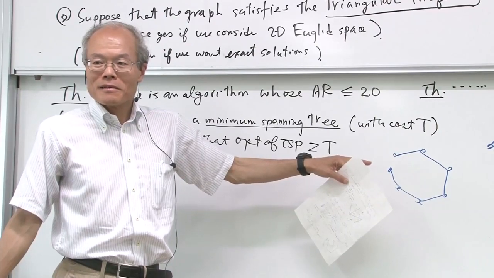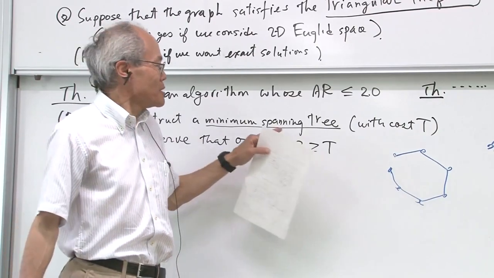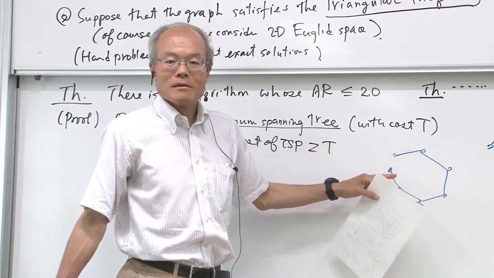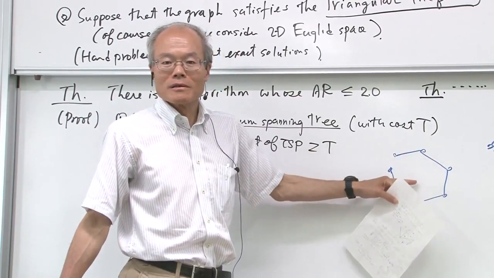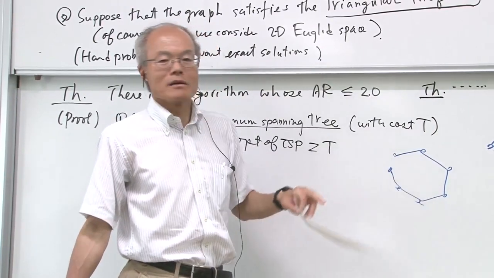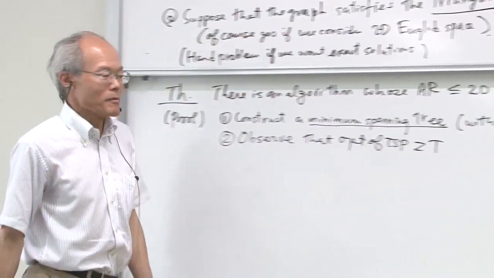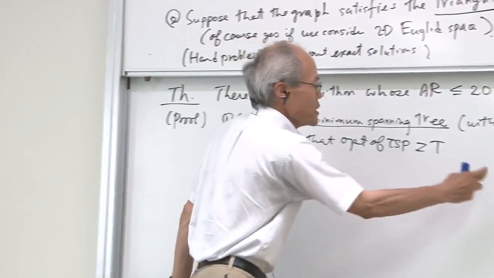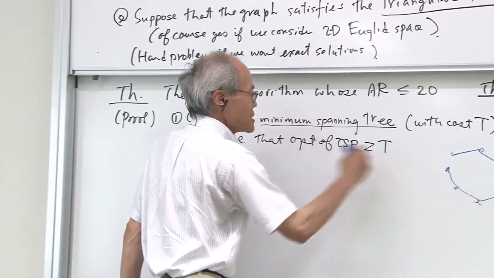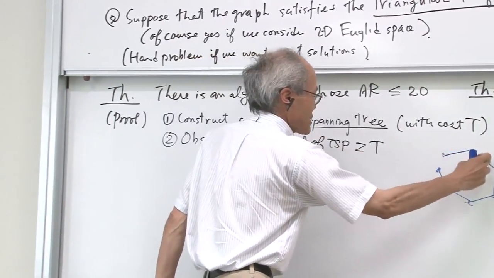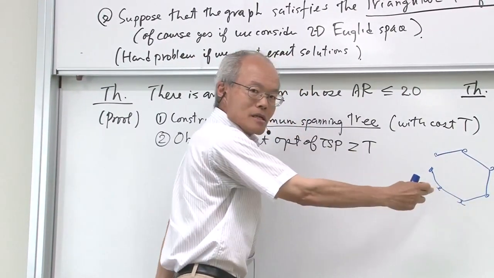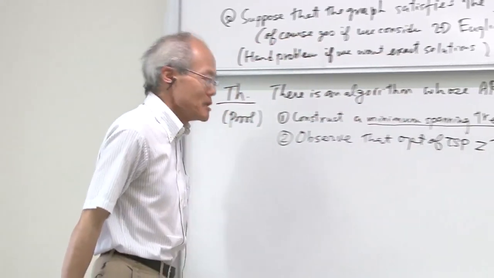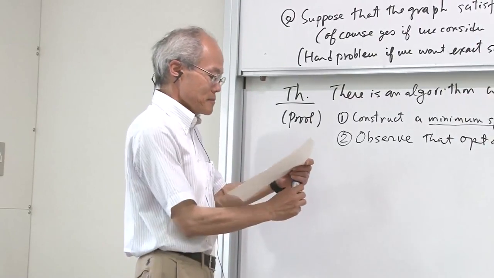That means the cost of the minimum spanning tree is less than this cost, and that is of course smaller than the optimal cost of TSP. That's why the cost of the optimal TSP is greater than the cost of a minimum spanning tree. Okay.